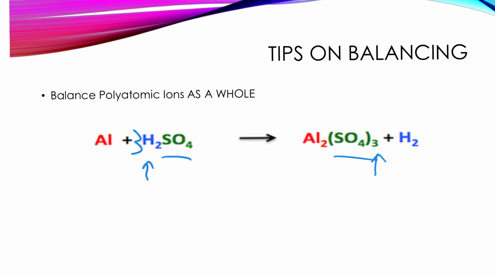That changes the number of hydrogens, so now we have 6 here. So I can put a 3 over here, and now I have 6 hydrogens on that right side. And then finally, I just have to account for my aluminum, and I have to put a 2 here. Now this is just a lot easier to think about than saying, okay, now I have 12 oxygens on the right side. How do I get 12 on the left side? So treat them as a whole if they are present as a polyatomic ion on both sides of the equation.